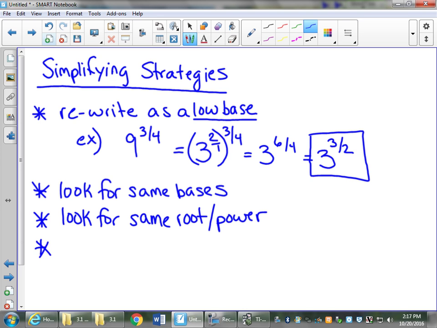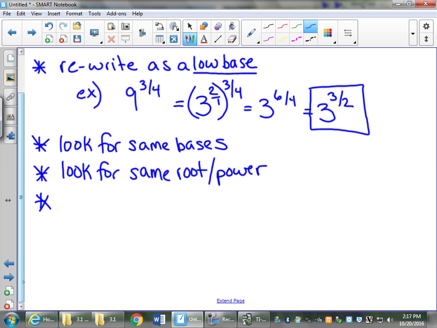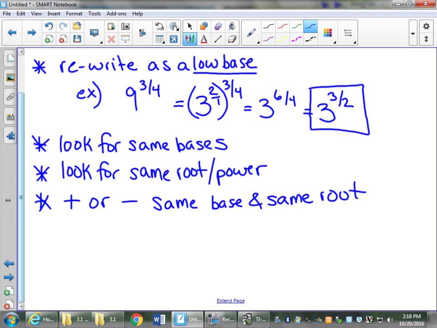And then 2 other tidbits that I'm going to write down. If you are adding or subtracting terms, they have to be the same base and the same root to be considered like terms. So that's important. If I ask you to add or subtract, to be like terms, they have to be the same base and the same root to be able to combine them.